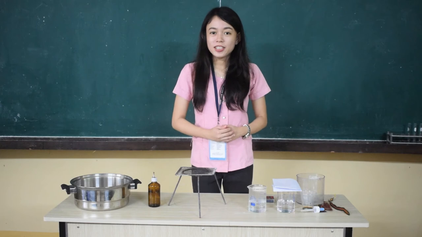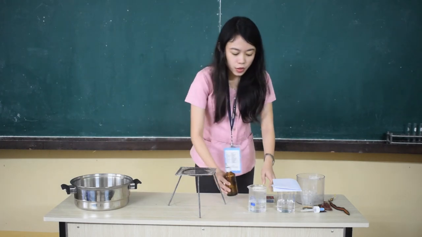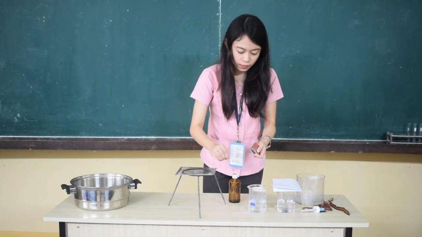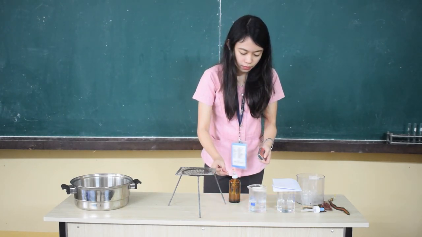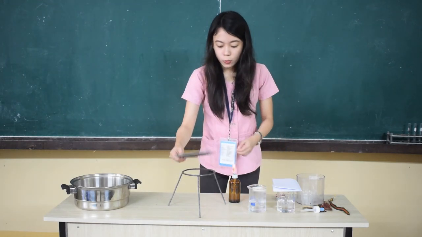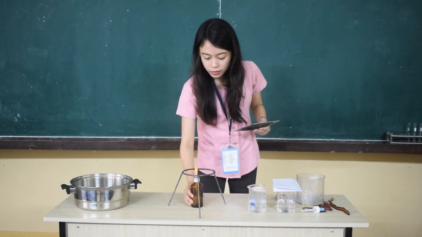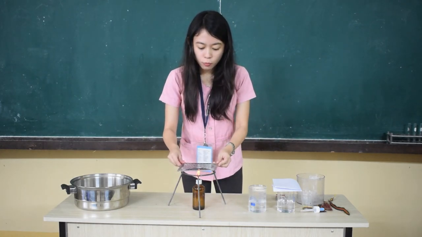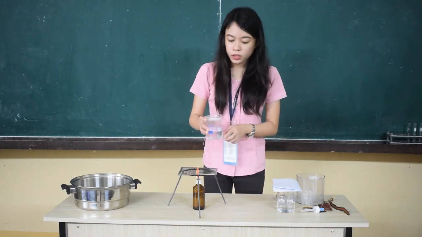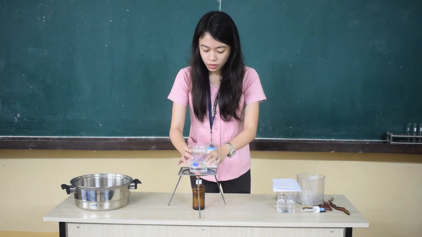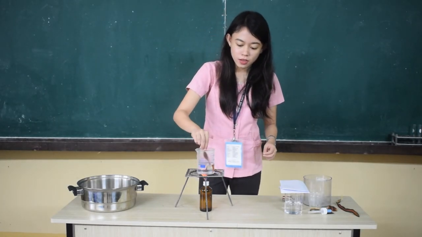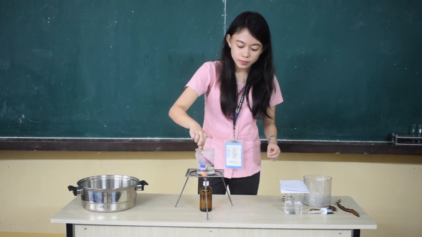So now, let us do the setup. First, we are going to light the alcohol lamp using a match. Once the alcohol lamp is lighted, we are going to place it under the tripod. And then we are going to put the wire gauze on top and put the beaker with water on top of it. After placing the beaker, we are going to put the variegated leaf and wait for it to boil.